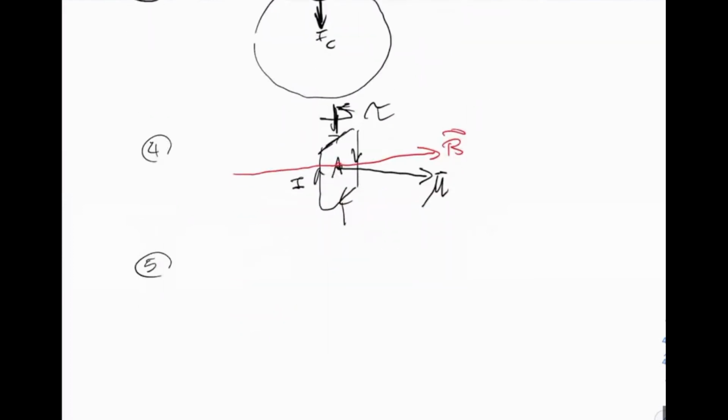Question number 5 is about a bubble chamber. It's a device used for observing traces of particles that pass through the chamber, which is immersed in a magnetic field. If some of the tracks are spirals and the others are straight lines, what can you say about these particles?